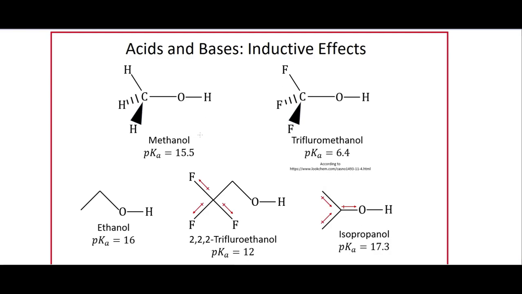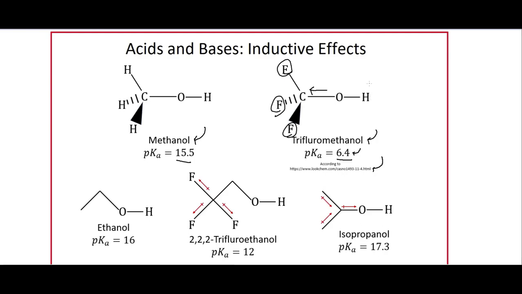And so we can see here with the methanol, which has a pKa of 15.5, then this trifluoromethanol, which has a pKa, or at least one source I found says that it has a pKa of 6.4. I'm a little bit dubious of this exact number, and so if you know anything more about it, feel free to let me know in the comments. But the point is that the pKa for trifluoromethanol is lower than the pKa for just methanol, and that's because trifluoromethanol has these three highly electronegative atoms on it. And so what they're doing is pulling some of the electron density away from that oxygen.